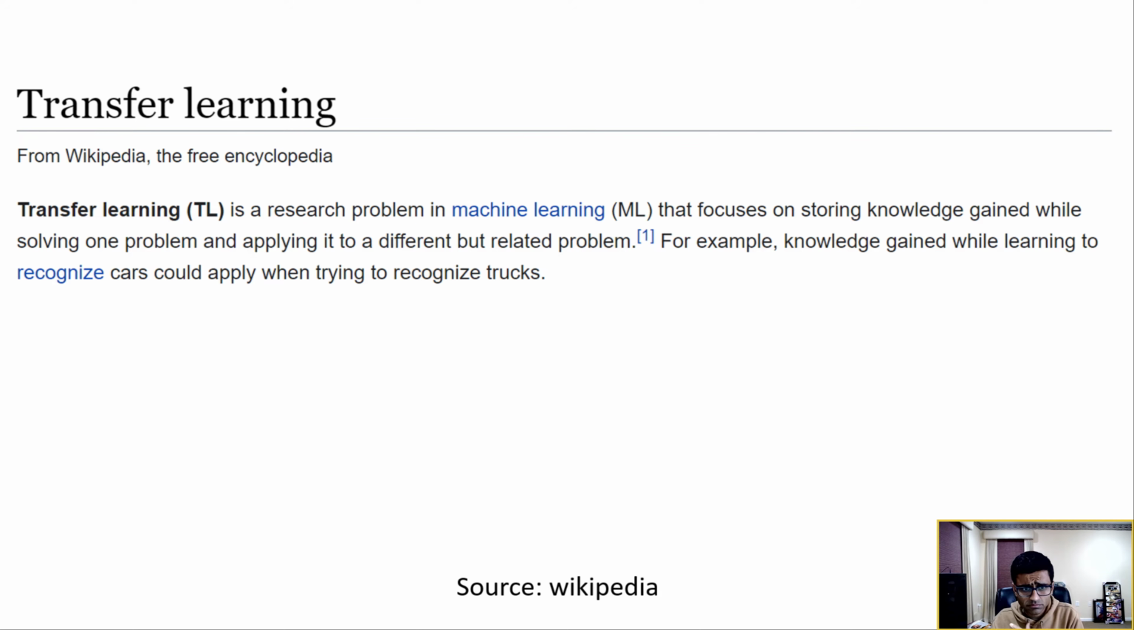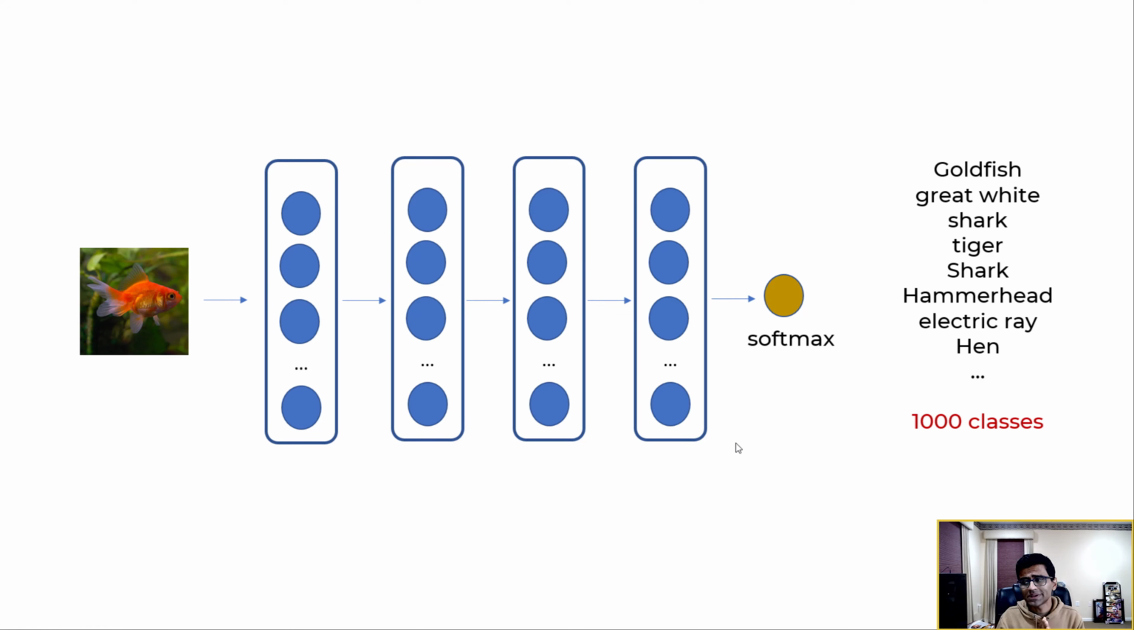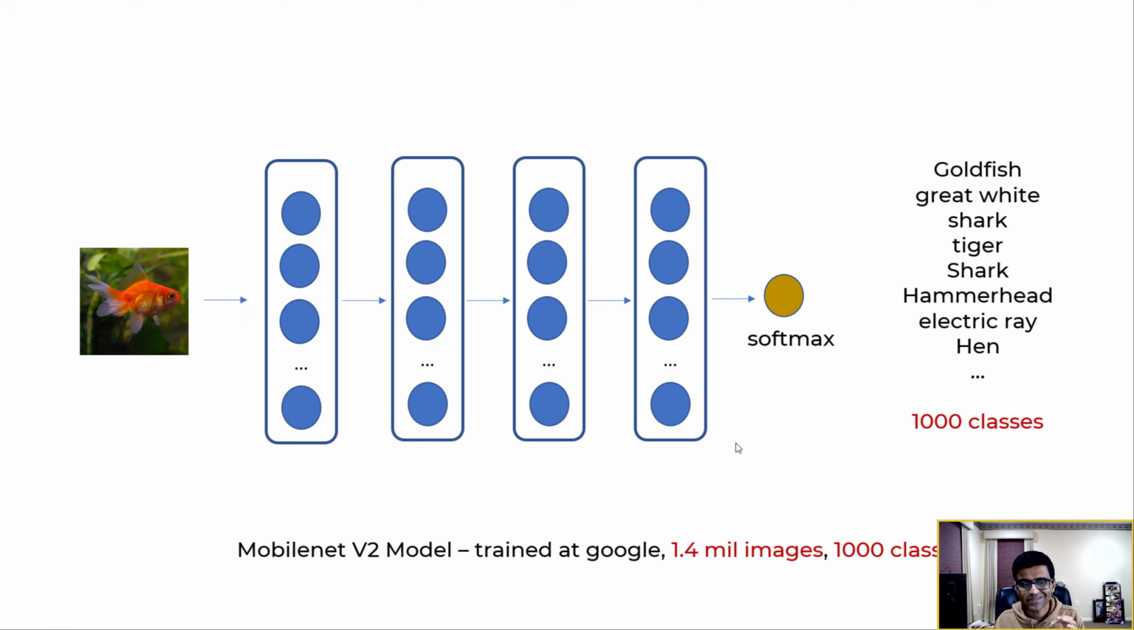So you can use this knowledge of the visual world to transfer that knowledge into solving a different problem. In today's coding problem, what we are going to do is take Google's trained MobileNet V2 model, which is trained on 1.4 million images and a total of 1000 classes. So this is a deep learning model that is trained at Google. It would have taken a long time and a lot of computational resources.